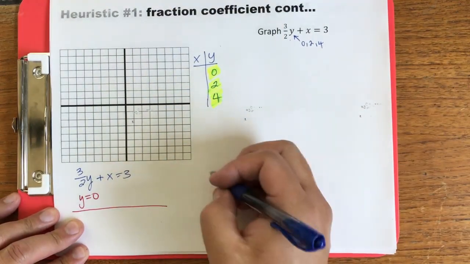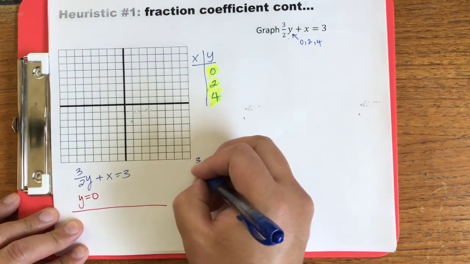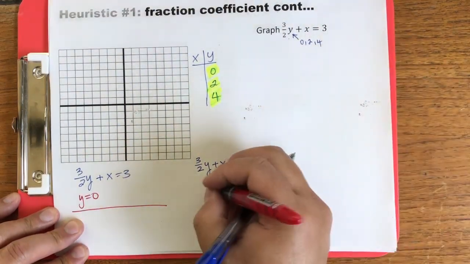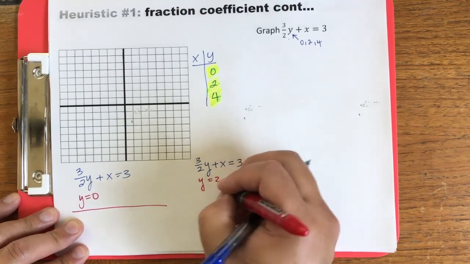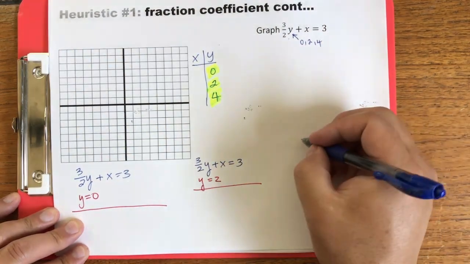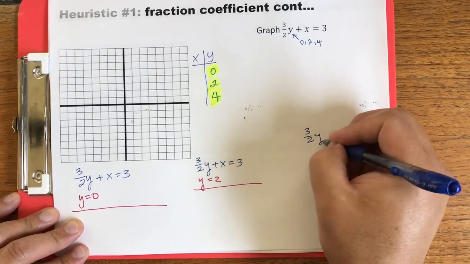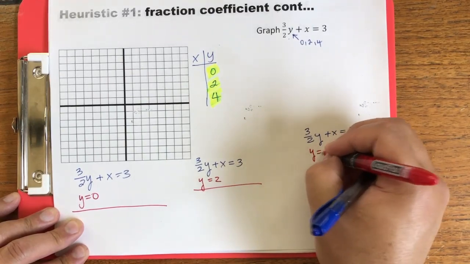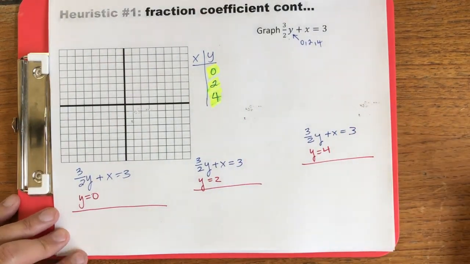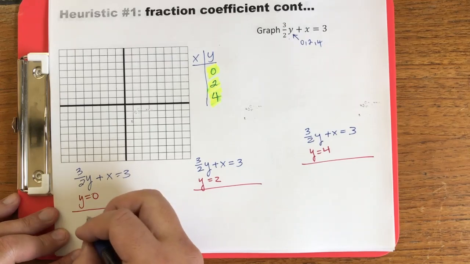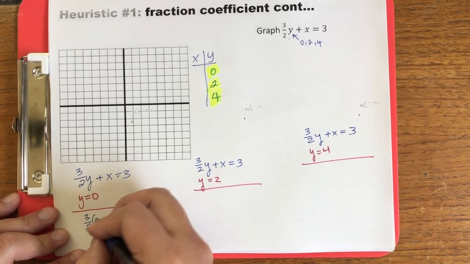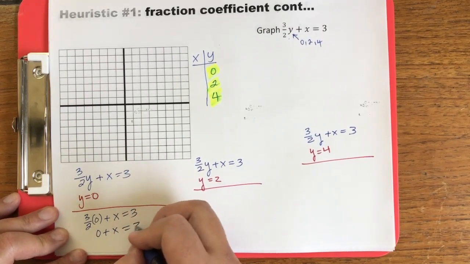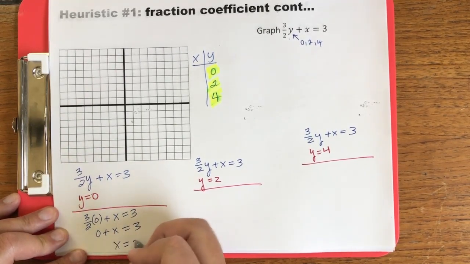And then on the next one, we're going to plug in y equals 2. So 3 over 2y plus x is equal to 3. We're going to plug in y is equal to 2. And on this last one, we'll have 3 over 2y plus x is equal to 3, and we're going to plug in y is equal to 4. Okay. So the first one's nice and easy. We plug in 0 into the y. 0 plus x is equal to 3. So we get x is equal to 3.